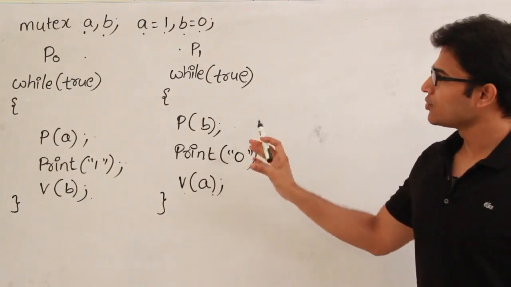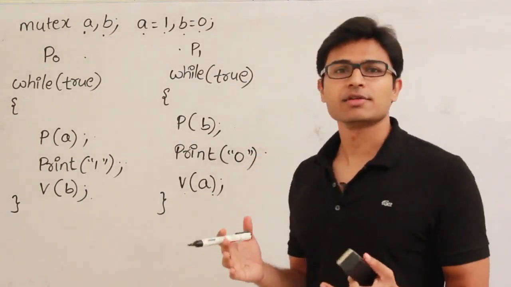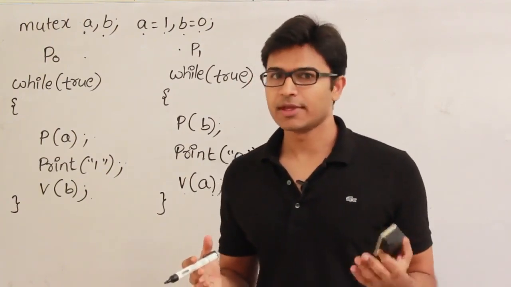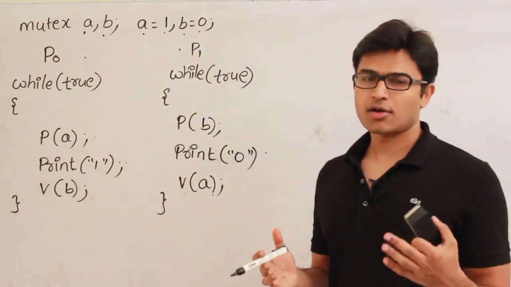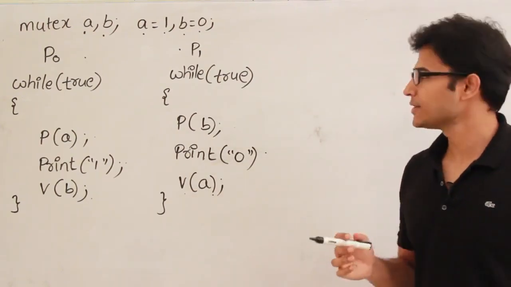Now if I let these two processes run concurrently, which means these two processes are going to be scheduled one after the other any number of times, then what will get printed, or how many sequences are possible? Just watch it.